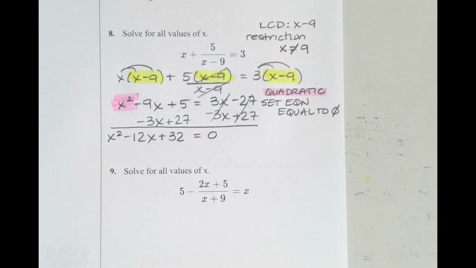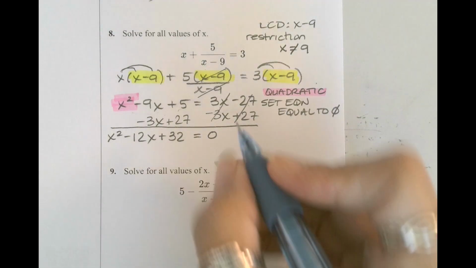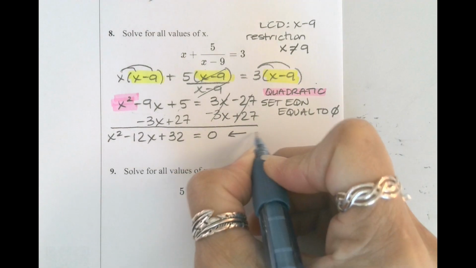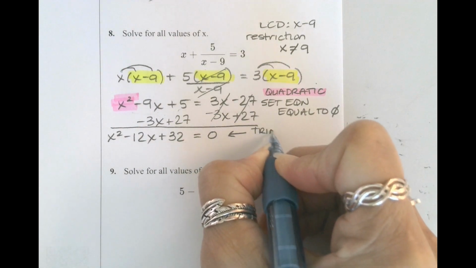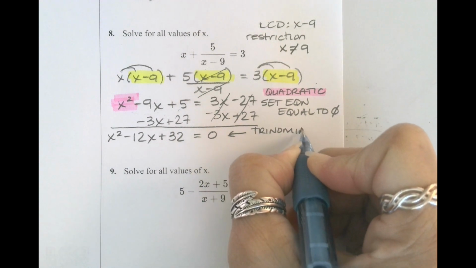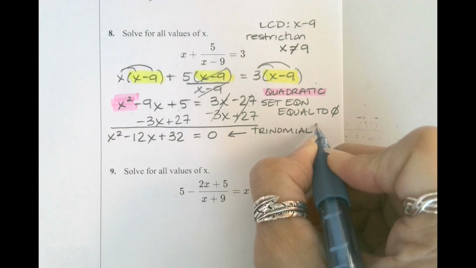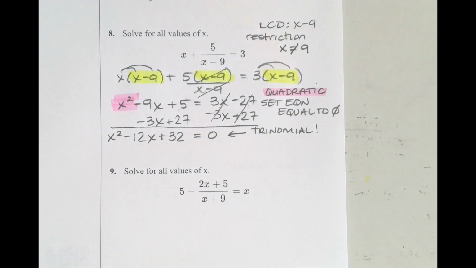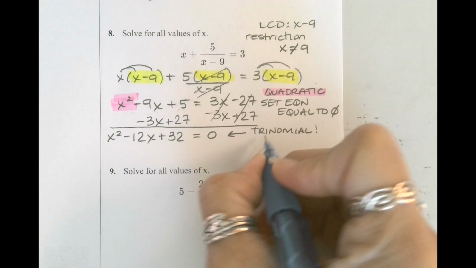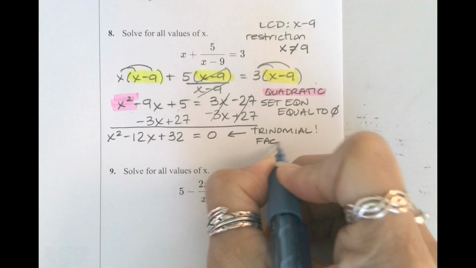Okay. Combine vertically. Okay. So notice what happens. You guys have a trinomial. And what is it that you guys know you have to do anytime you get a trinomial? You've got to factor. Very good.